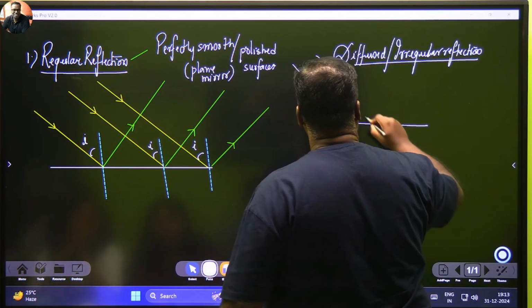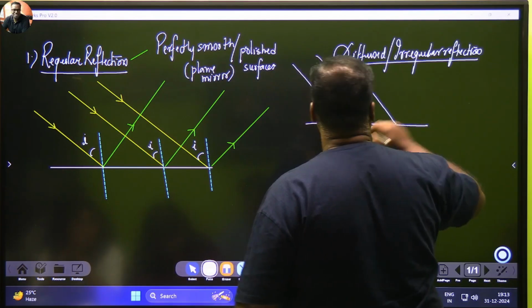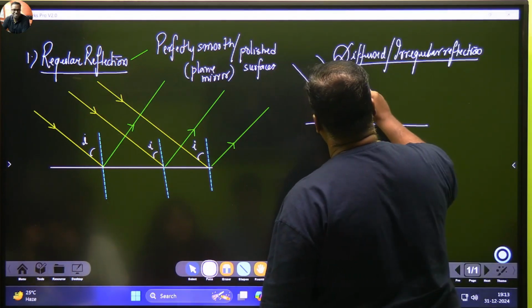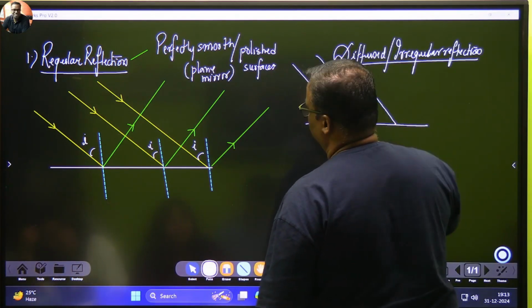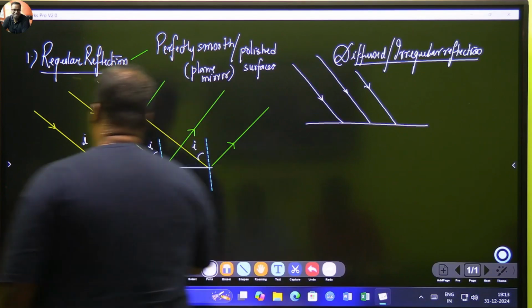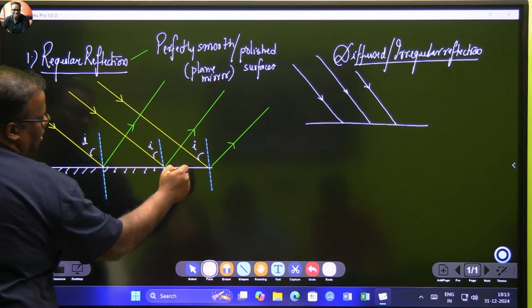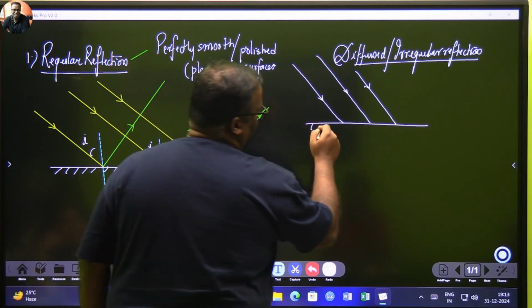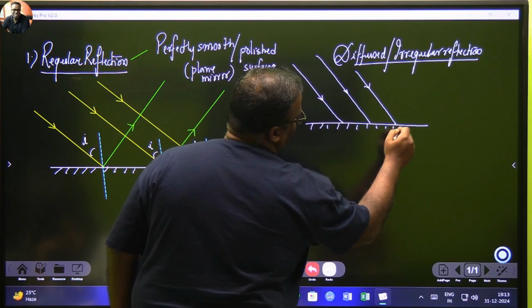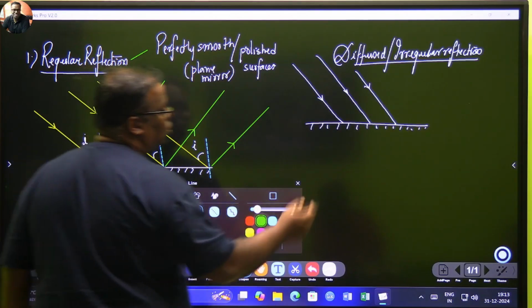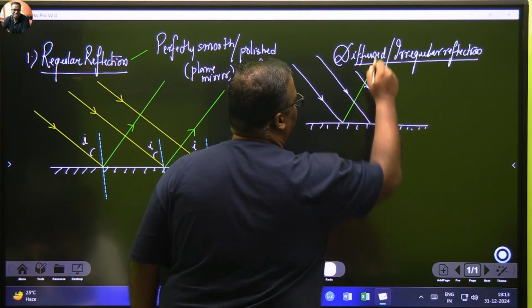Okay. Again, parallel rays have come and they have been incident on a reflective surface. So this is your reflective surface. So here also we have a reflective surface. But in this scenario, what you will observe is that the beams do not get reflected back parallelly.